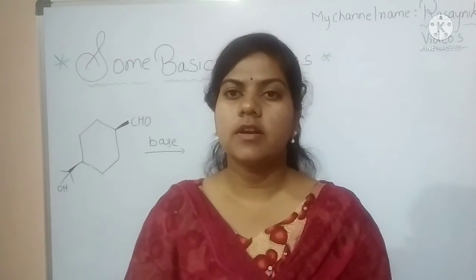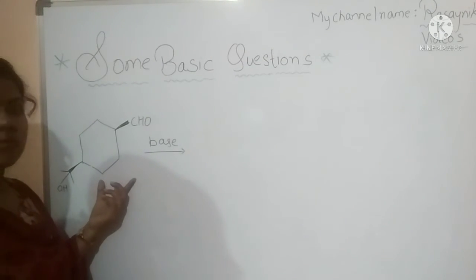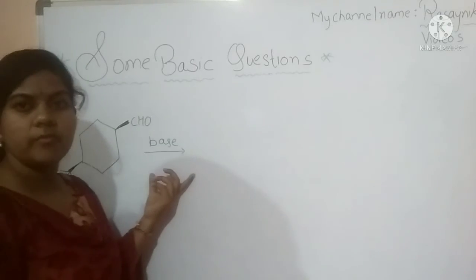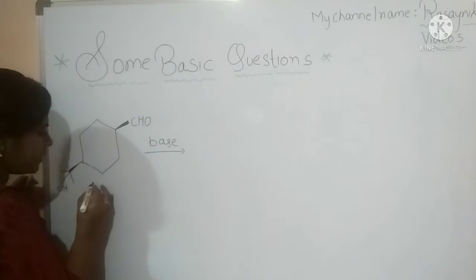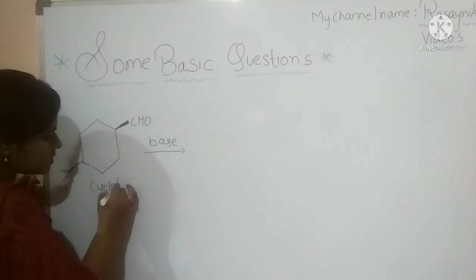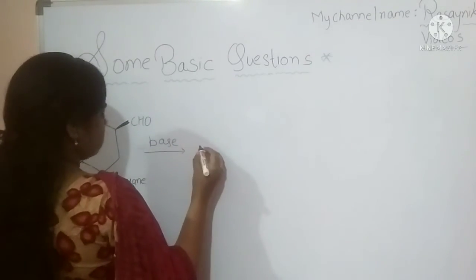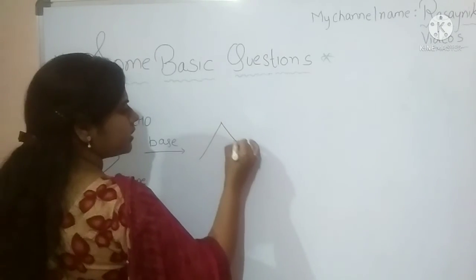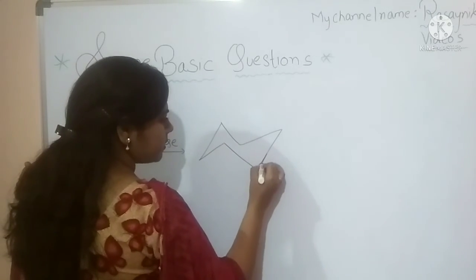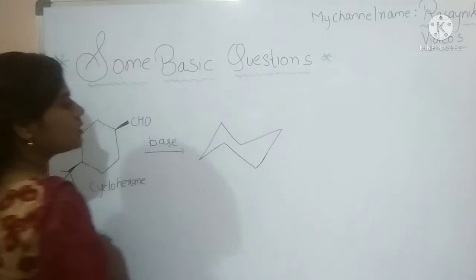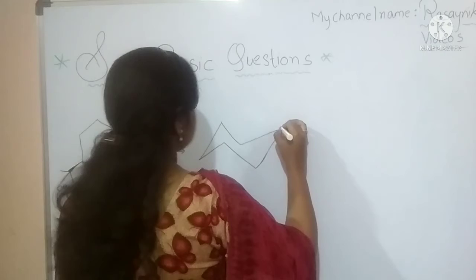So now this is our last example, that is this molecule, this compound is formed in the presence of base, we have to treat. So now here this is in cyclohexane form. This is in cyclohexane form, and we can also write it in chair conformation, because due to this form the product will form easily.